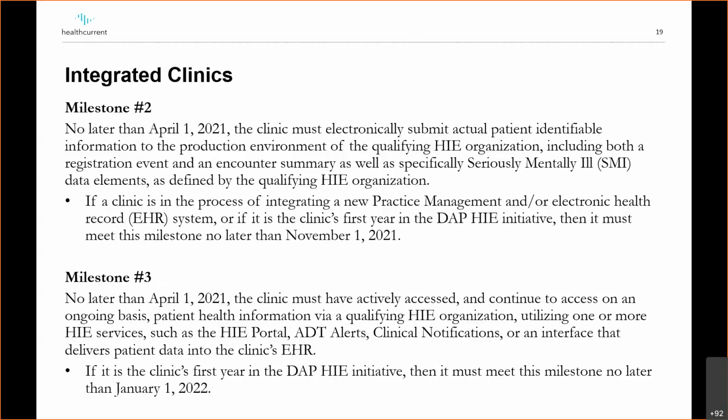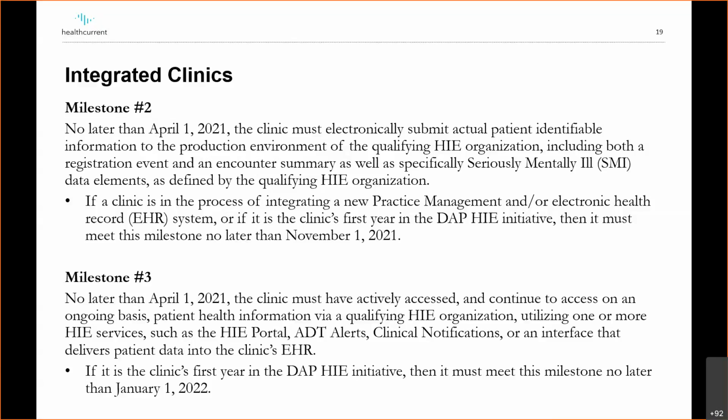Milestone 2. No later than April 1st, the clinic must electronically submit patient identifiable information to the production environment of the qualifying HIE organization, including both a registration event and an encounter summary, as well as specifically seriously mentally ill data elements. If the clinic is in the process of integrating a new practice management and/or electronic health record, or if it's the clinic's first year in the DAP HIE initiative, then it must meet this milestone no later than November 1st, 2021. So again, just continue to keep the progressive milestones in your mind, that these timelines are a little bit more condensed than if you started in the first year.